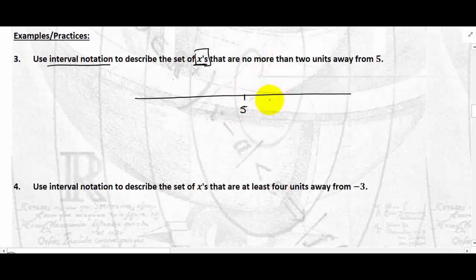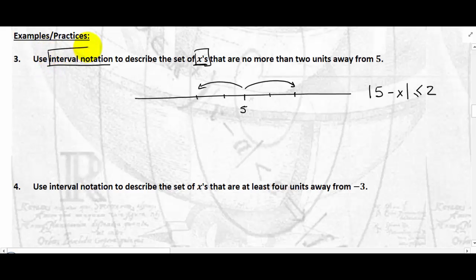Where can I go around 5? Well, I can go 2 units up, so I can go here, and I can go 2 units down. I can go also here, no more than 2 units away from 5. So how do I specify that? If I were to use absolute value, I would say that the distance between 5 and x cannot be more than 2. So here we go. That's how I would write it with an absolute value.